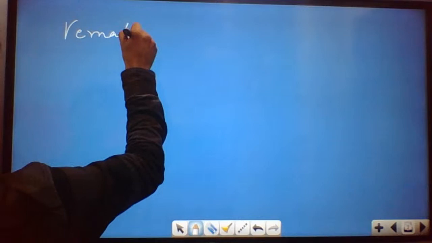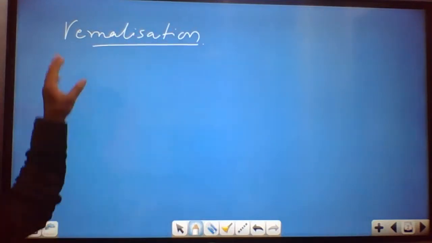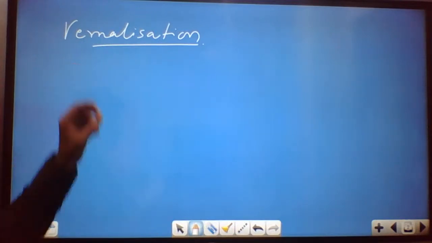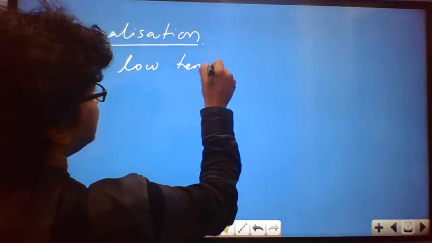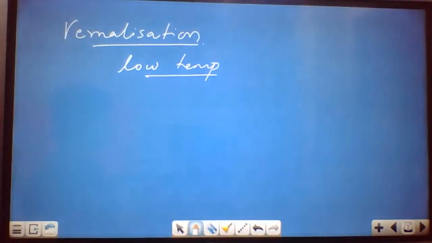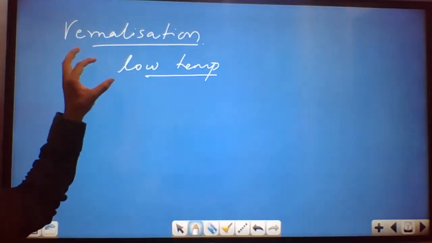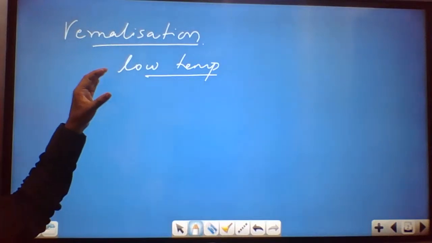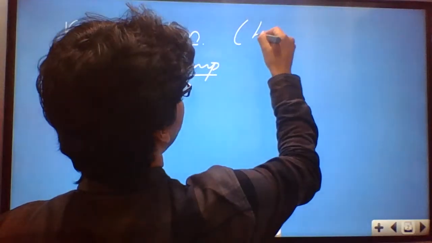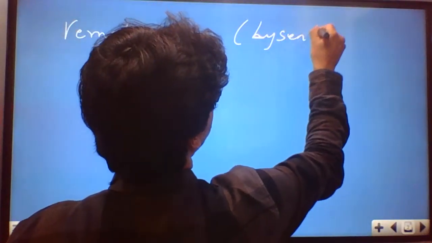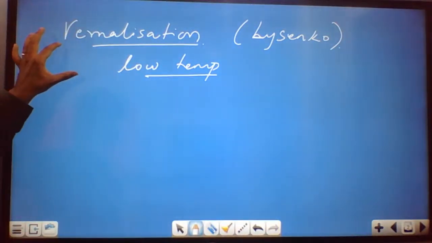What is vernalization? It is when plants are exposed to low temperature. What is the range of temperature that we usually prefer for vernalization? Can someone tell me? And who proposed this technique called vernalization? This technique was proposed by Lysenko, L-Y-S-E-N-K-O. So he is the person who first proposed the process called vernalization.